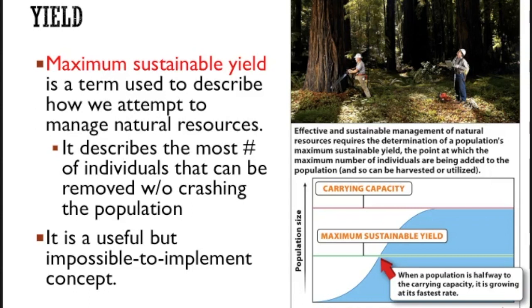Same thing for if you're trying to manage fish. You want to figure out what that carrying capacity is, divide by 2, and then don't let the population size fall below maximum sustainable yield. If it falls below maximum sustainable yield, you start to get into this slower growth phase, and you don't want to be here. You want that population to be growing really fast. So I've just described to you maximum sustainable yield.